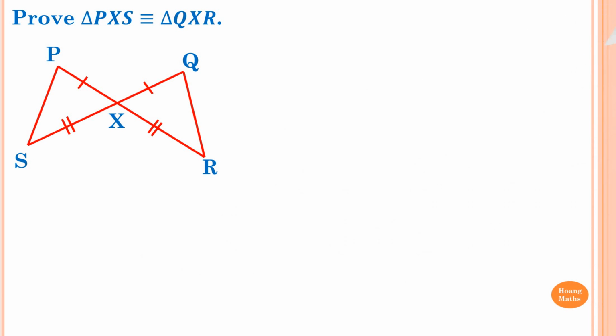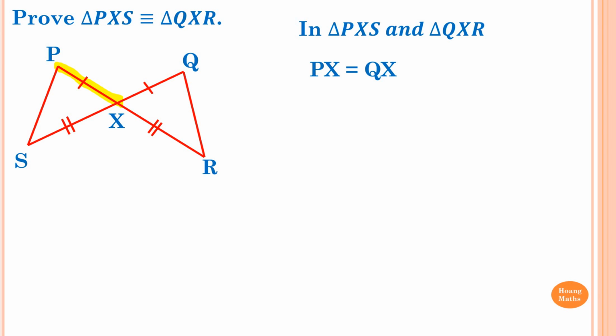For example, prove triangle PXS is congruent to triangle QXR. So step number 1, we need to write down the statement first. In triangle PXS and triangle QXR. That's the first step. Second step is we write down the facts. So the fact is PX is equal to QX. And it's stated on the diagram. So these two symbols here mean they are equal. So the reason is given.